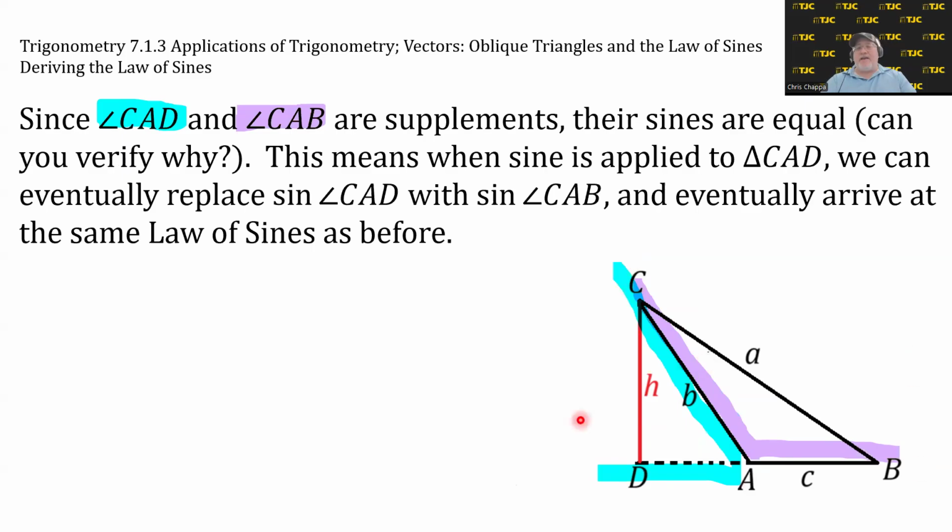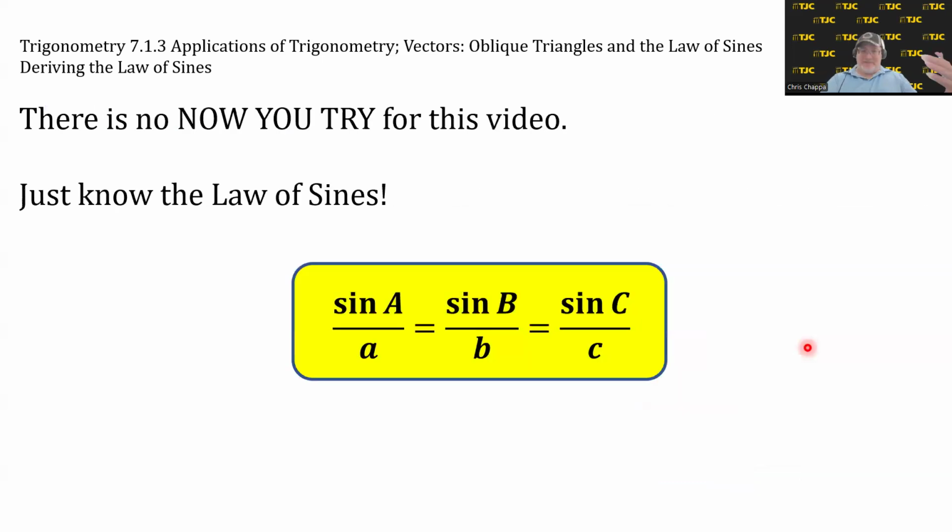So it doesn't matter if A or B is obtuse. That simply means that we have to deal with the supplementary angle of that obtuse angle, but their sines are equal, and therefore the law of sines would follow through as well. I know it's a mouthful, but just know the law of sines because that's the important thing in this video. There is no now you try for this video. Just know the law of sines. It's pretty easy to remember.